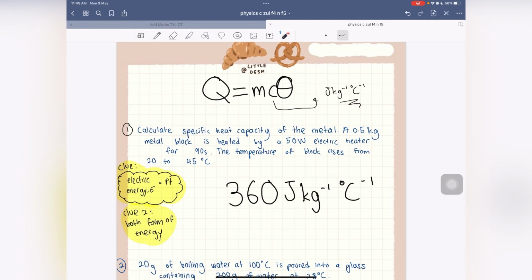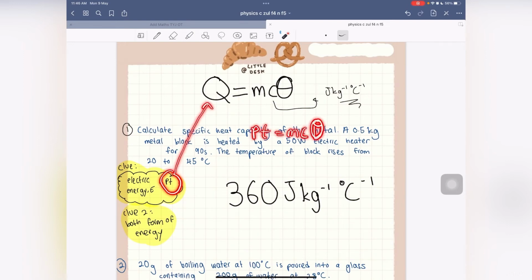So we can replace Q, because Q, remember, is the quantity of heat. It's also a form of energy. But there are so many types of energy, right? So electric energy is Pt. P is the power, which is measured in watts, and t is the time in seconds. What we're going to do is just substitute this inside this. So now Pt equals mcθ.